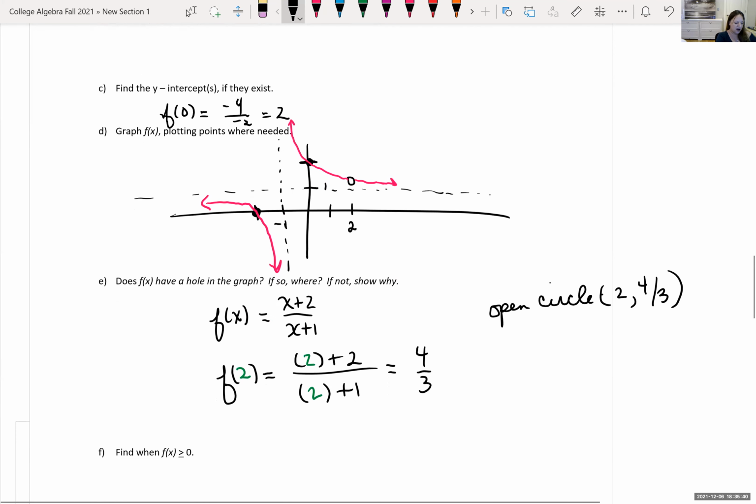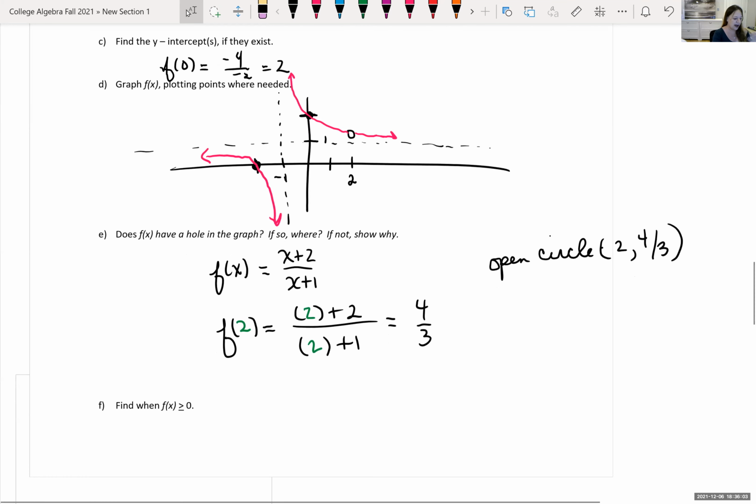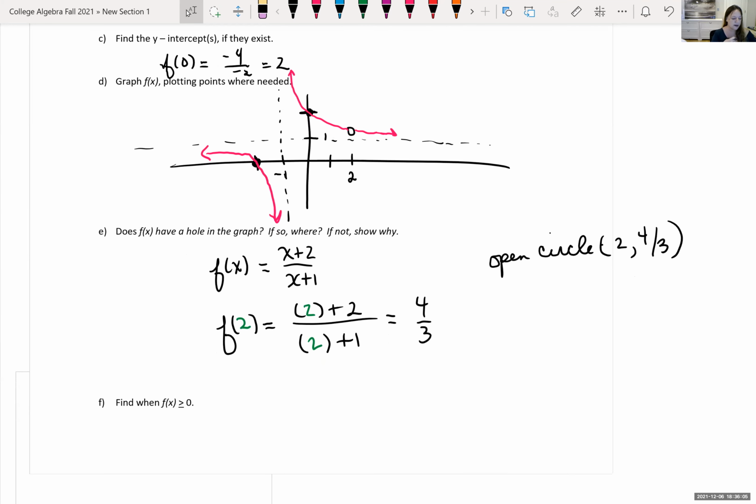And the last part says find when f of x is greater than or equal to 0. And so if you had the graph wrong while you did this, I was grading this based off your graph. And so if you had gotten this correct based off your graph, I gave you all of the credit. Some of you were not right, though, based off of some of your graph. So I knocked some points off. But we're looking at when is f of x greater than or equal to 0.